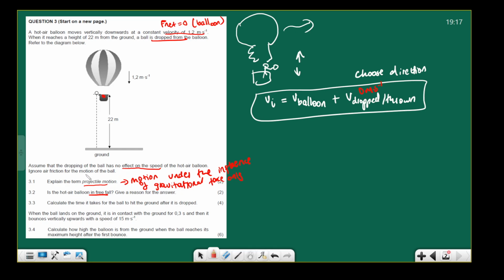If they had said only explain the term projectile, that is the one you would give there. But if they put motion, then they are asking you about free fall in another way.